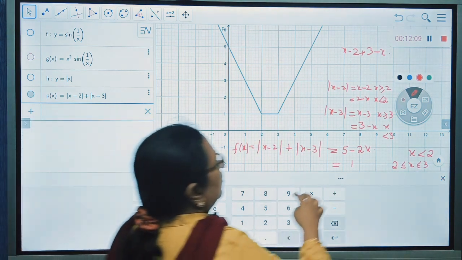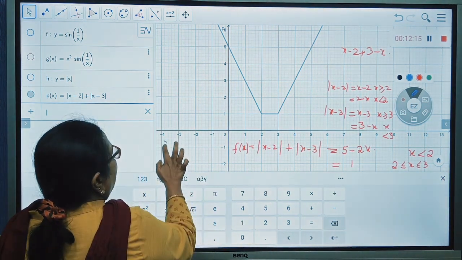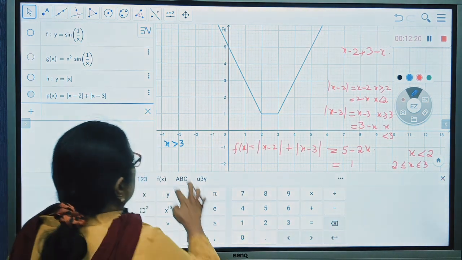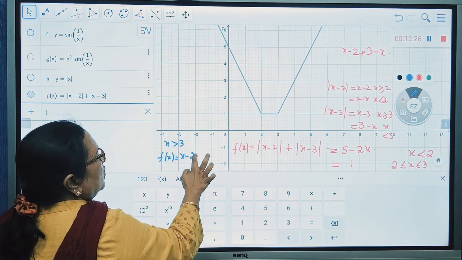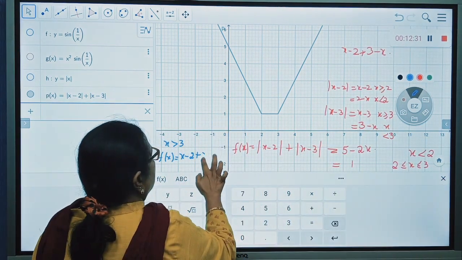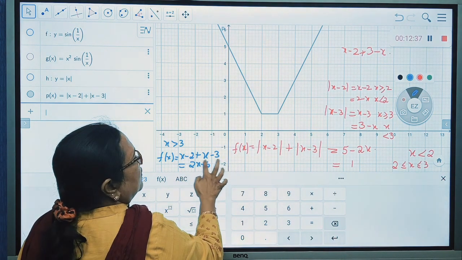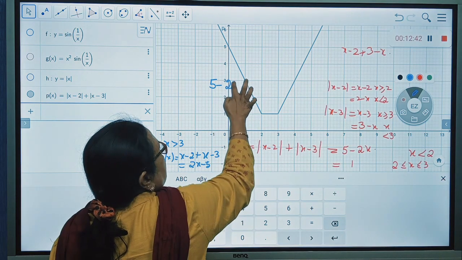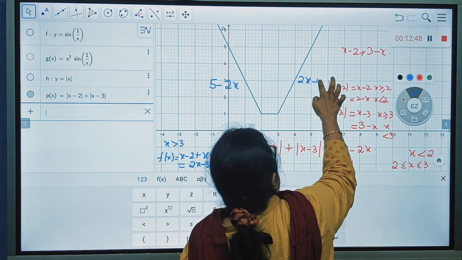What will happen when you have x greater than or equal to 3? When x is greater than 3, what will be f of x? x minus 2 plus, since it is greater than 3, it will be x minus 3. So you will get 2x minus 5. So on this side, it is 5 minus 2x. This side of the graph, this straight line, is 2x minus 5.